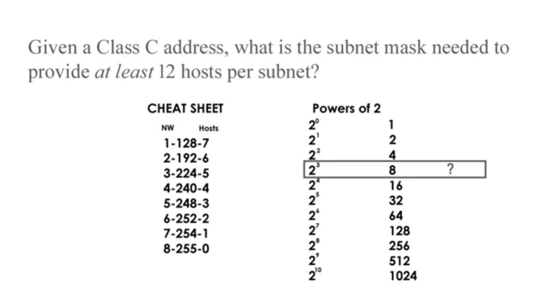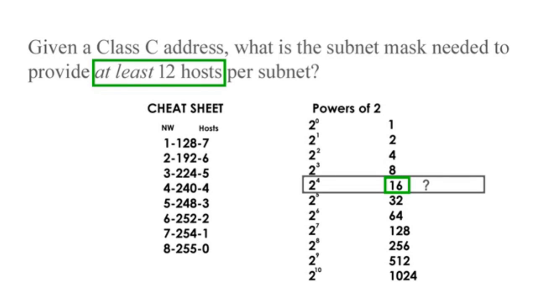Now, you look at the power of 2 table that you wrote down, and we need at least 12 hosts per network. So 2 to the power of 3 is only going to yield 8 hosts that we'll be able to use. So 2 to the power of 3 we can't use. The next one up is 2 to the power of 4, because 4 bits yields 16 combinations we can use, and we actually just need, what did the question ask? At least 12 hosts. At least.